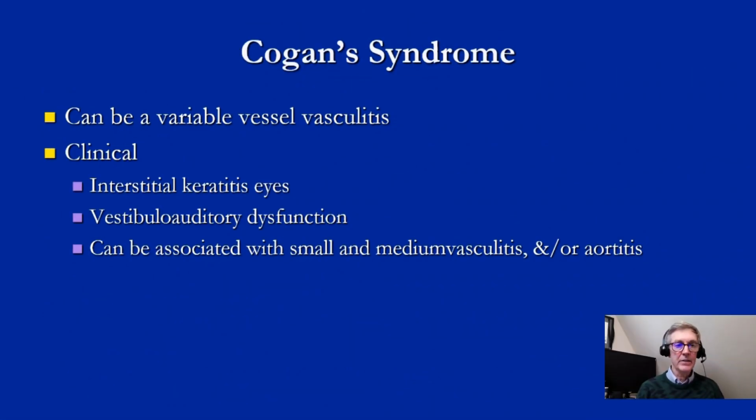Okay, lastly, before I end my discussion of vasculitis, I just want to mention one other variable vasculitis, and that's Cogan syndrome. I'm just going to describe what it is. It's basically a condition where there's interstitial keratitis of the eyes, so there's eye inflammation associated with a vestibular auditory dysfunction. In other words, trouble with dizziness or trouble hearing. This can be associated with a small or medium vessel vasculitis. And I'm not going to say any more about that. I will state that I don't have any experience with that during my years in practice.